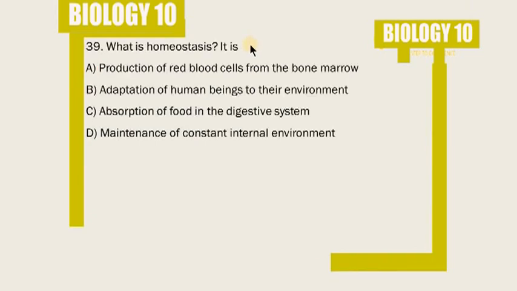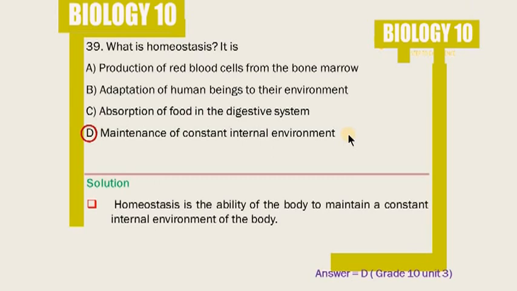Question 39. What is homeostasis? A. It is the production of red blood cells from the bone marrow. B. It is the adaptation of human beings to their environment. C. It is the absorption of food in the digestive system. Or D. It is the maintenance of constant internal environment. The answer is D. It is the maintenance of a constant internal environment.